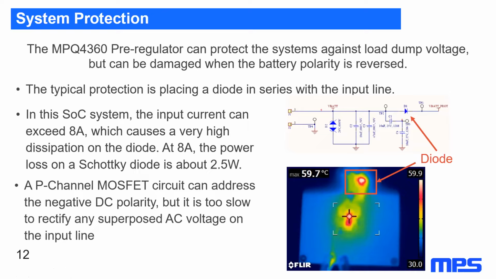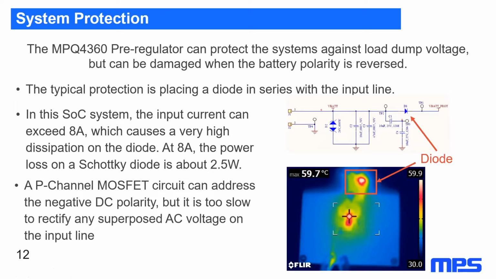So another option that is much more efficient would be to use a P-channel MOSFET circuit that disconnects the input when the voltage is reversed. This addresses the negative DC polarity, but these kinds of circuits are too slow to rectify any superposed AC voltage on the input line.